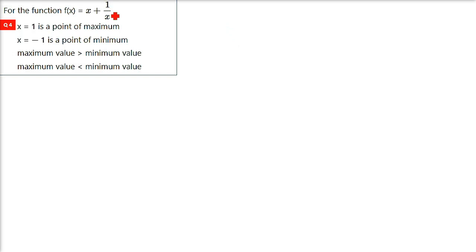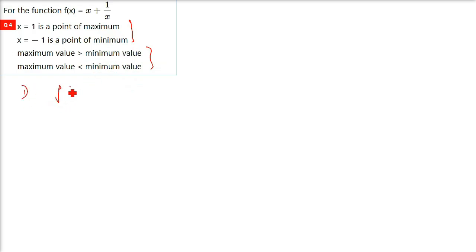Now if you are following it, this question already being taken up, but don't worry about this. We are going to solve it from the beginning, from the first step. X is equal to 1 is a point of maximum, x equals to minus 1 is a point of minimum, maximum value greater than minimum value, or otherwise. Now what you will see here is that this is a different kind of question we have not attempted as far as MCQs are concerned.